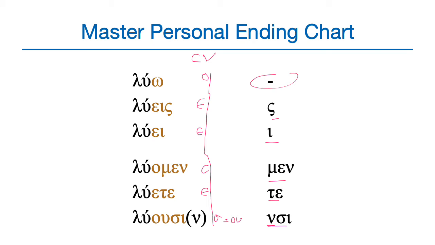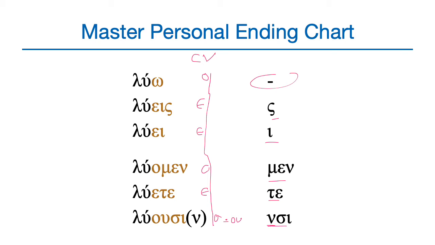So the master case personal endings is this. Luo. Here you have Luo, the first person singular, does not have a personal ending, but the connecting vowel is omicron, so the omicron lengthens to omega. Second person, the stem is Lu, connecting vowel is epsilon, personal ending is sigma, but the epsilon lengthens to epsilon iota before the sigma, so you have Lueis. Third person, the personal ending is iota. The stem is Lu, connecting vowel is epsilon, so you have Lue.